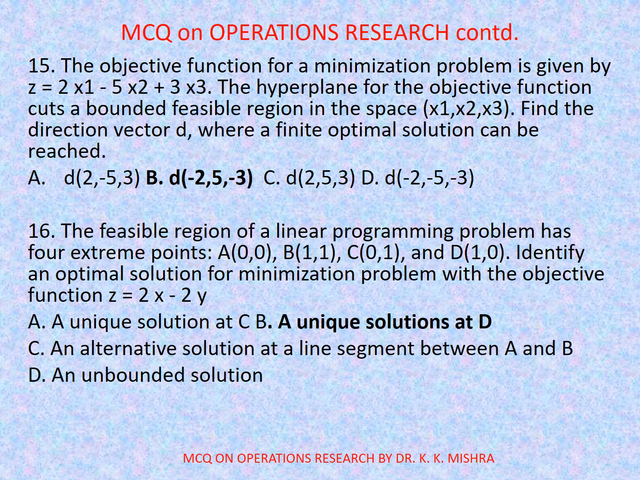Options are A, a unique solution at C, B, a unique solution at D, C, an alternative solution at a line segment between A and B, D, an unbounded solution. Correct option is A, unique solution at D.